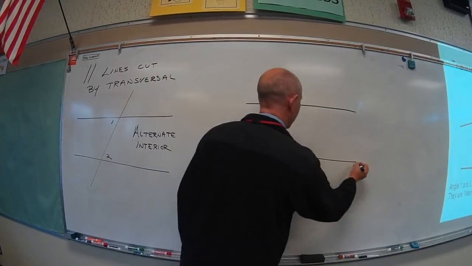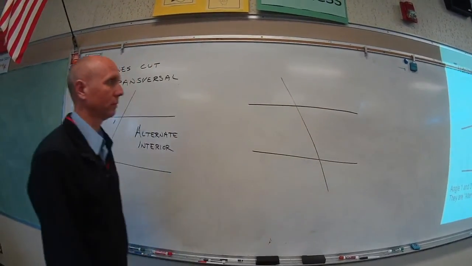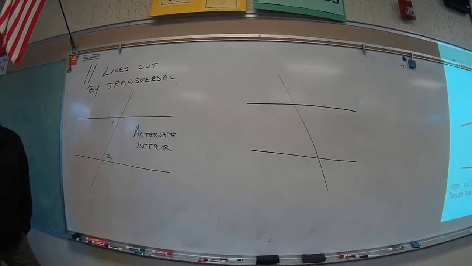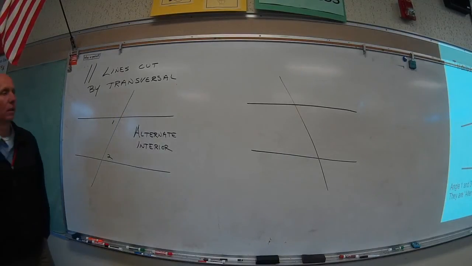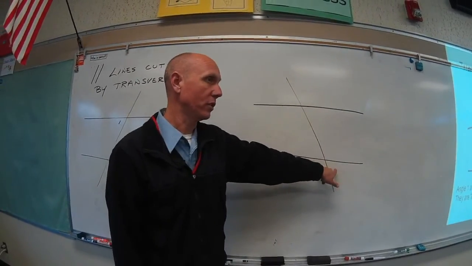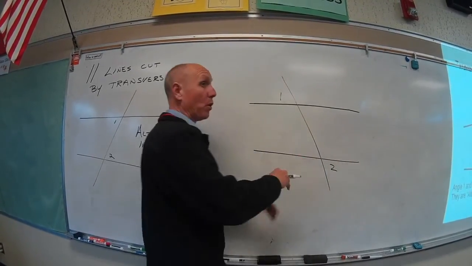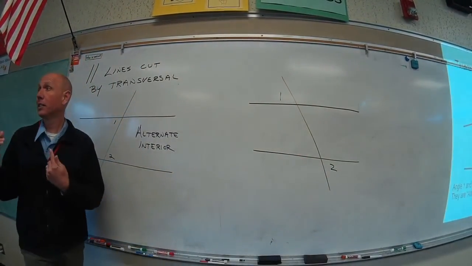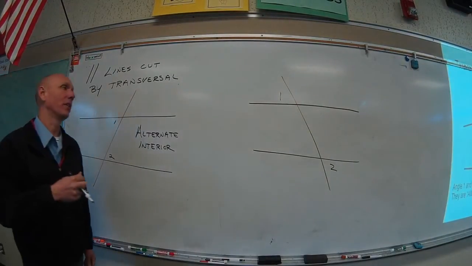Two parallel lines cut by a transversal. I have 2 exterior and 2 exterior over here. 1 and 2. They're both exterior on alternate sides of the transversal. They are called alternate exterior angles.